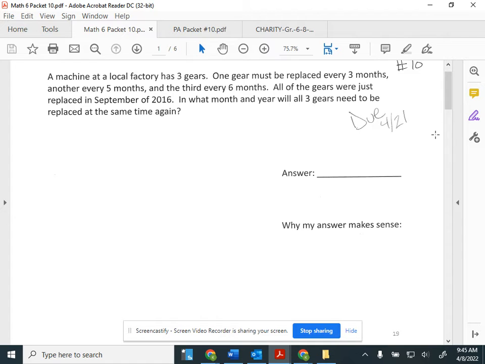Alright, we are going to be working on math packet number 10. It is due Thursday, April 21st. Instead of being due on a Tuesday like normal because of Easter, we're making it due on a Thursday. So it's due Thursday, April 21st.